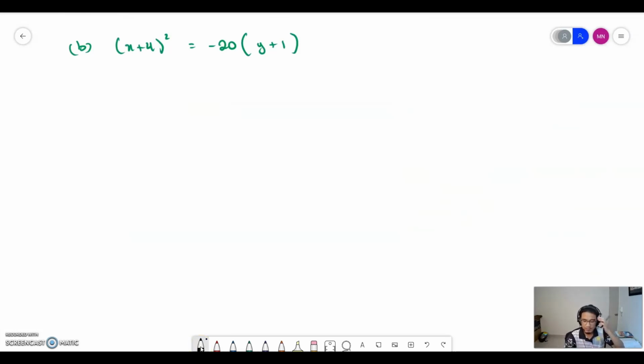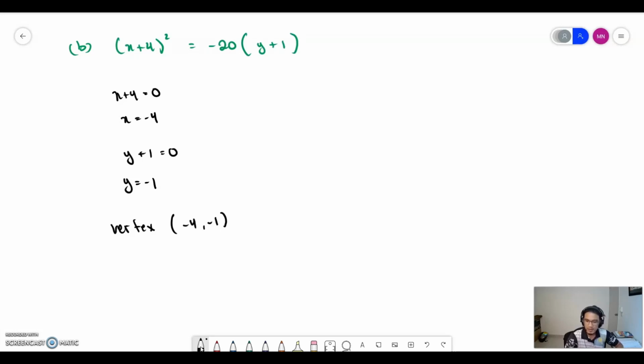We have x plus 4 squared equal to negative 20 times y plus 1. From here, we can identify straight away this is a parabola where the vertex is not at the origin. Now we want to find the vertex. So x plus 4, make it equal to 0, so x equal to negative 4. y plus 1 equal to 0, so y equal to negative 1. So straight away we can say the vertex is at negative 4, negative 1.